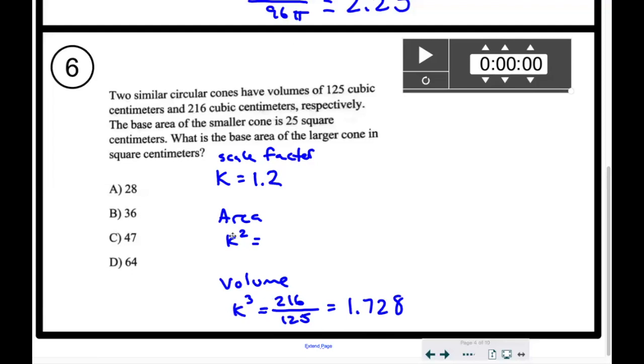So the area must be multiplied by the scale factor squared. If you square 1.2, you get 1.44. And then the way I can use that is if the base area of the smaller cone is 25, that must be multiplied by 1.44 to get the base area of the larger cone. So finally, we just do 25 times 1.44, and you get 36. All right, understood. Good.